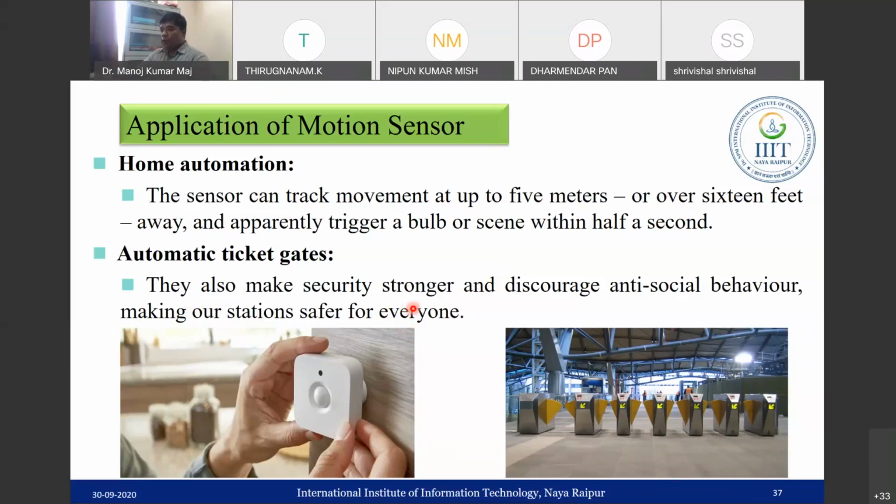We can actually use this kind of gate there, and there also we can use this kind of motion sensor. And for some antisocial behavior in a bank, or maybe somewhere else, we can also use this kind of motion sensor.